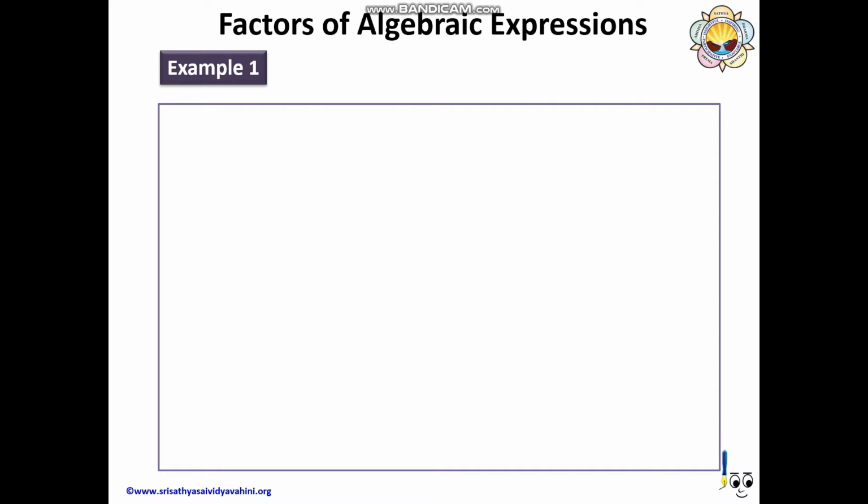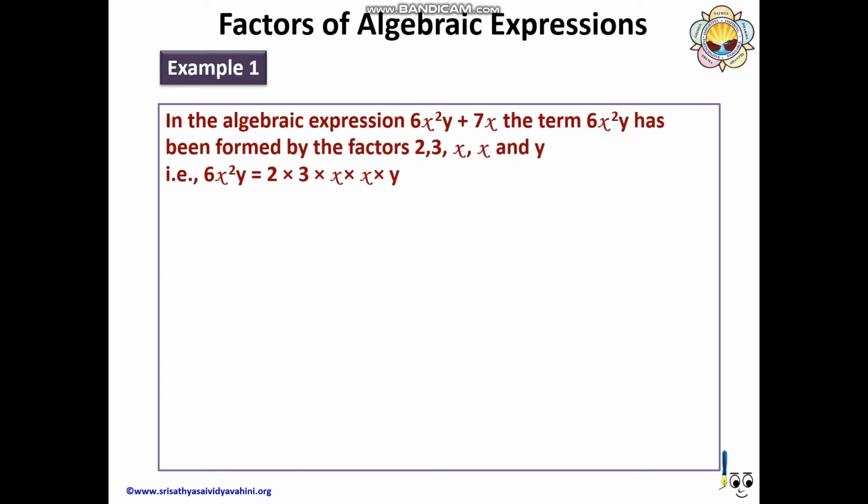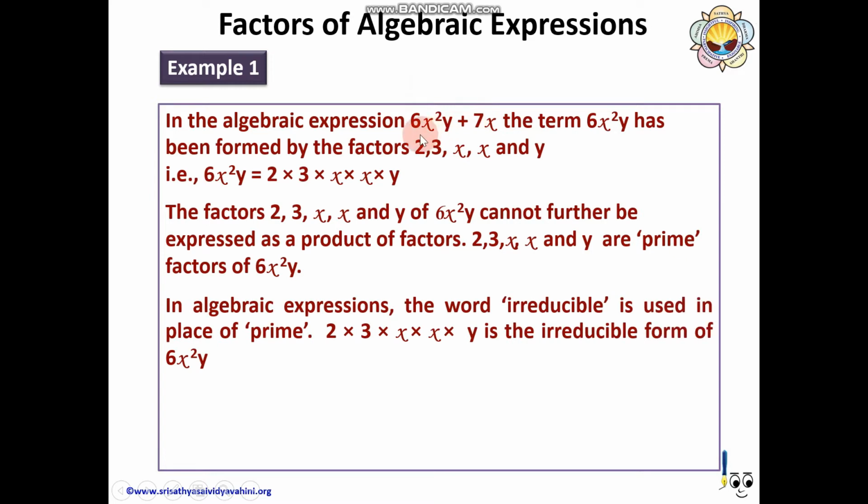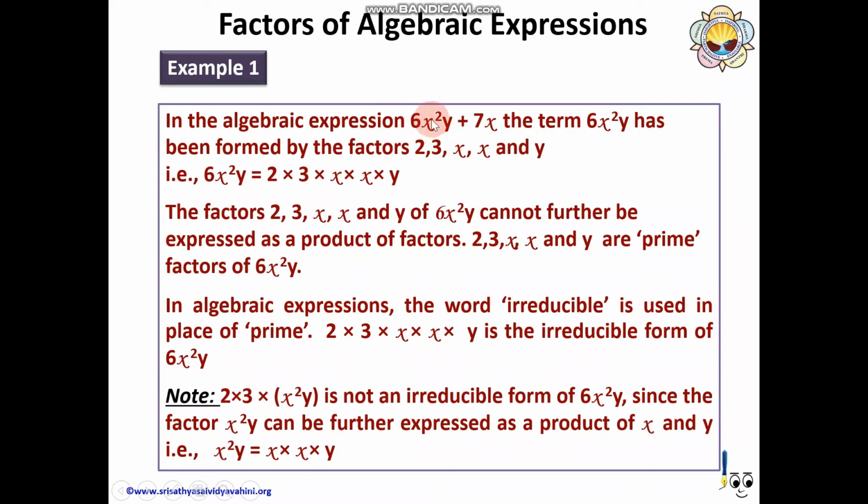Next is factors of algebraic expressions. Just like we find the factors of a number, we can find the factors of algebraic expressions also. So let's see one example here. Here you see there are two terms. For each term we can find the factors, like 6x square y can be written as 2 into 3 into x into x into y. So the factors 2, 3, x, and y of 6x square y cannot further be expressed as a product of factors. Therefore 2, 3, x, and y are prime factors of 6x square y. Similarly for 7x, the factors are 7 into x. Right. So we'll see one more example.